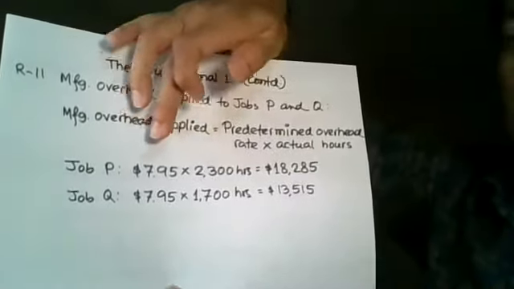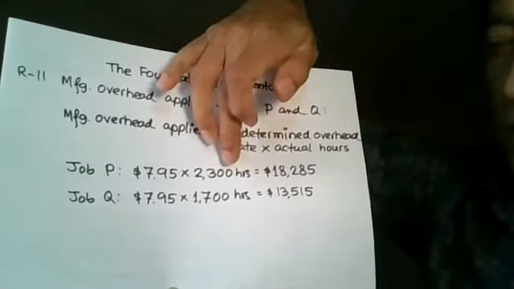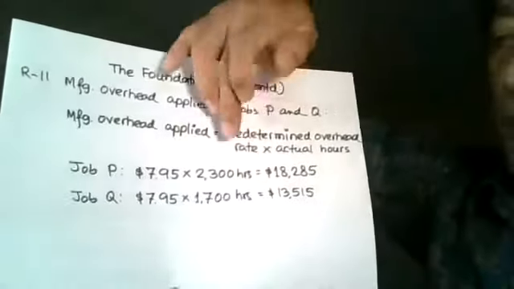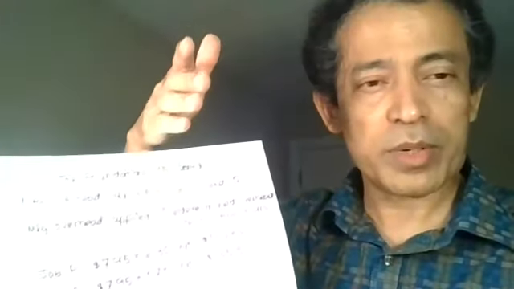has gone into job P, and of course 1,700 hours, because total hours are going to be 4,000, went to job Q. Remember the numbers 25 and 15, they are from the two departments, molding and fabrication. Molding department had 2,500 hours, fabrication had 1,500. So that's one combination of 4,000.